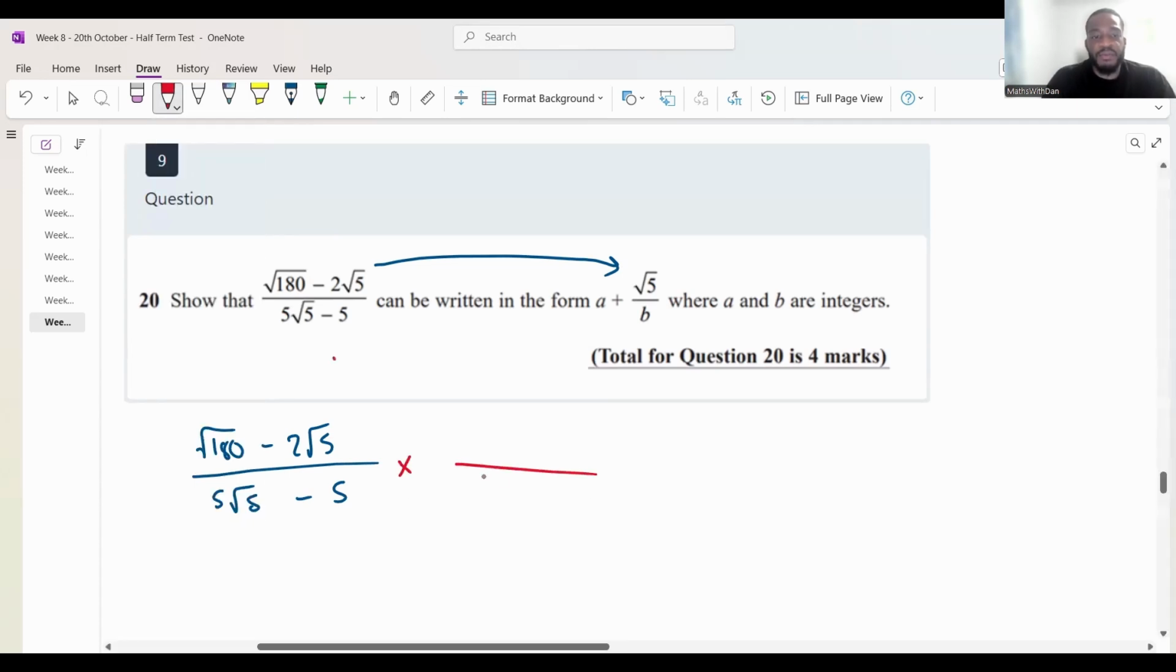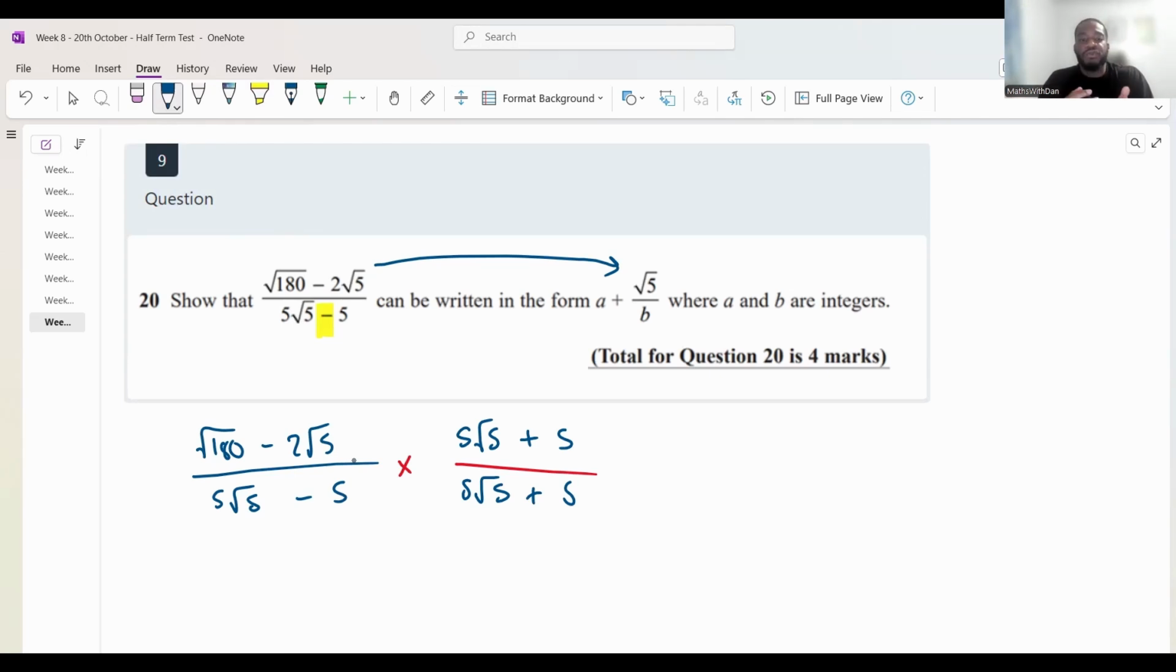Can somebody remember what I times top and bottom by when I get a question like this? Close, close. So it's close to the denominator: 5 root 5, 5, 5 root 5, 5. What goes here instead of a minus, guys? Tell me it's a plus. Yeah, so plus there, plus there. Whenever you're doing these types of rationalizations, you always multiply by the opposite sign. So the same thing, but you change the sign because essentially when you expand it, they cancel out, right?